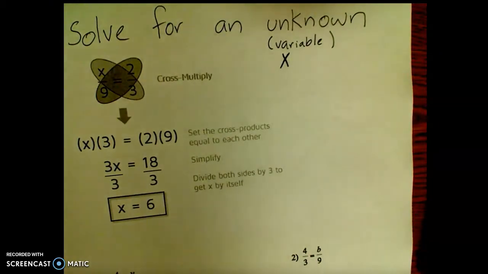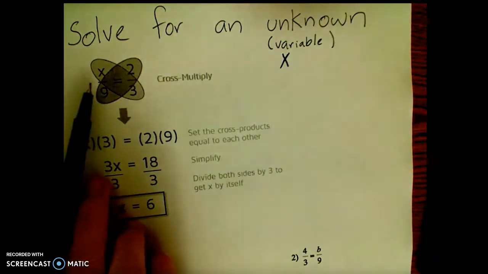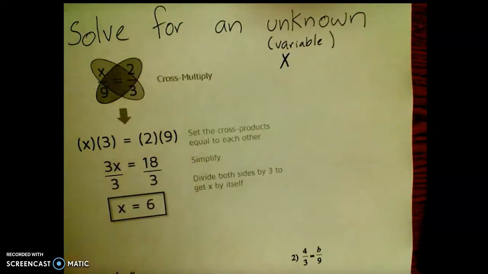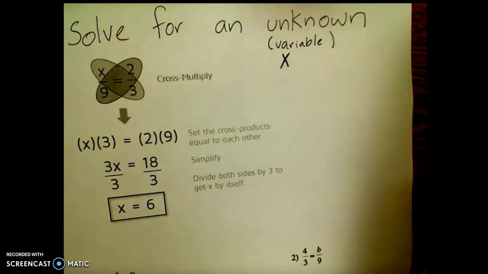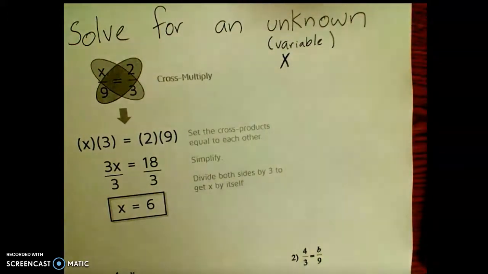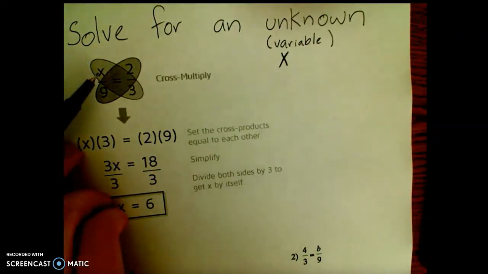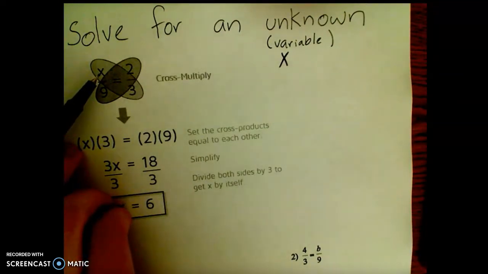So, if you'll notice, on your paper, we have a proportion. Two ratios that are set equal to each other. And we are going to solve for this variable right there. There's the x. I don't know what number goes there. We're going to use our rule to find out what goes there.